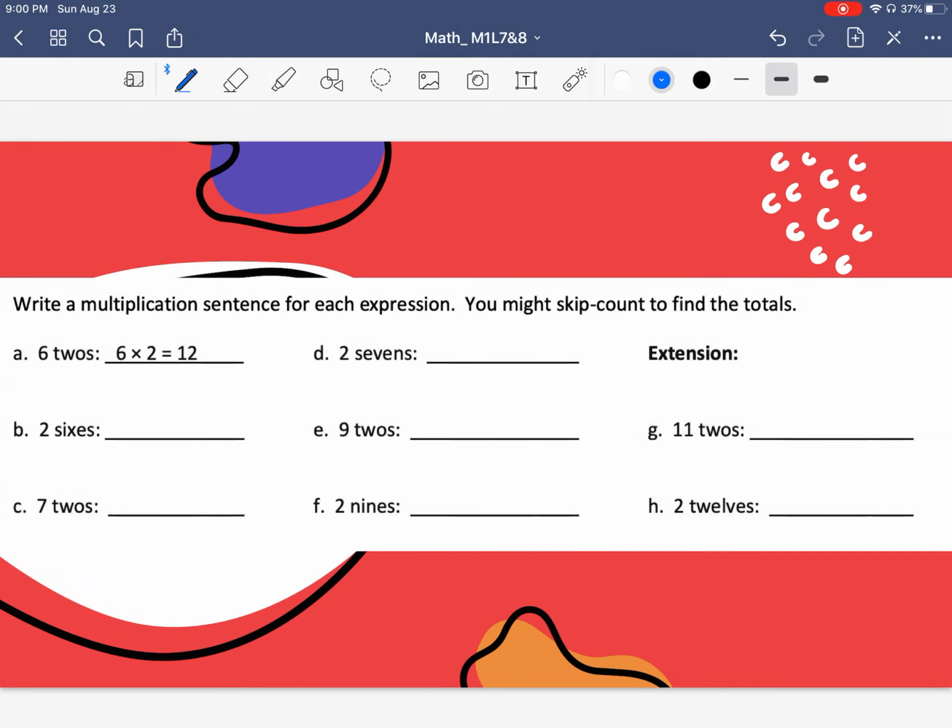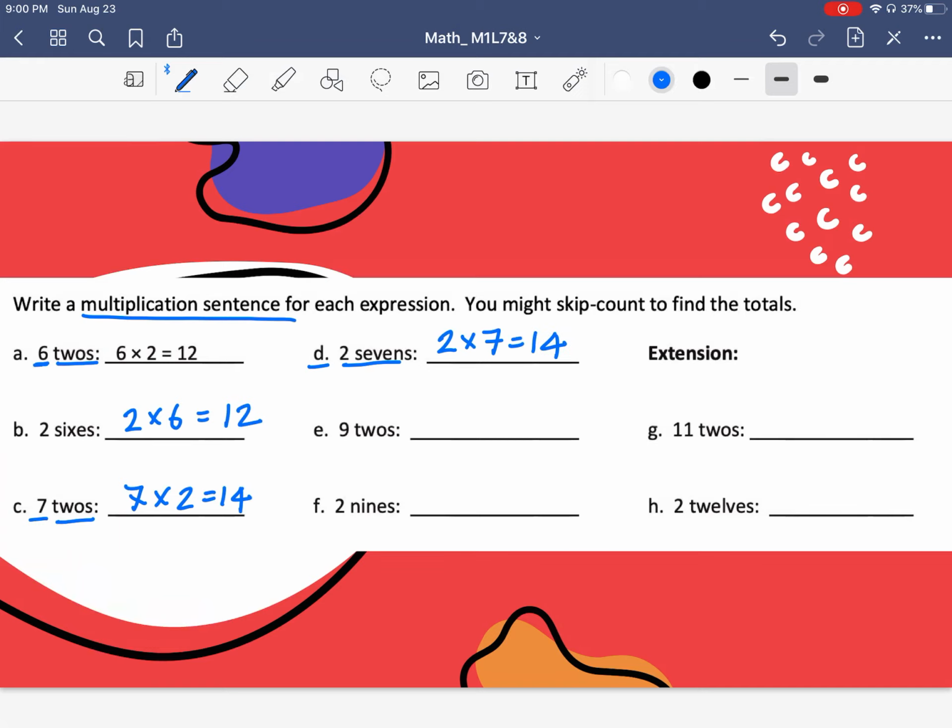Write a multiplication sentence for each expression. So 6 twos. We know that there are 6 rows of 2, which is 12. However, number B is asking us to put 2 rows of 6, which is also 12. Number C, 7 twos. So 7 times 2, which is 14. And number D says 2 times 7, which is also 14.